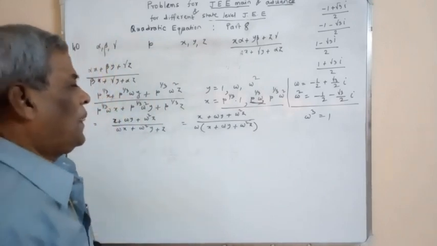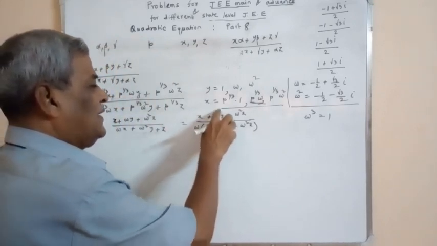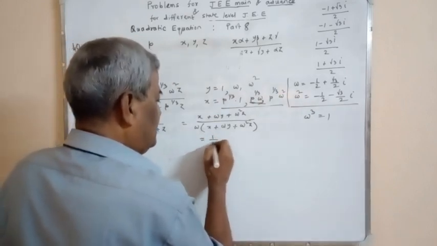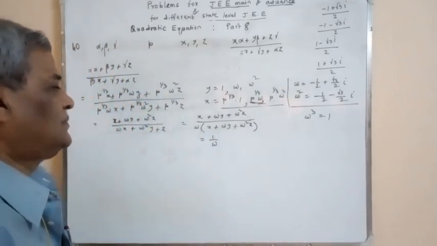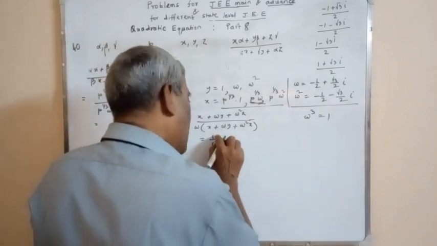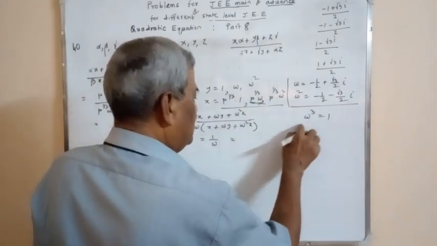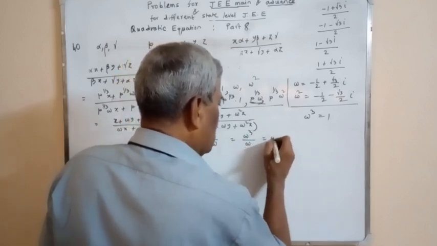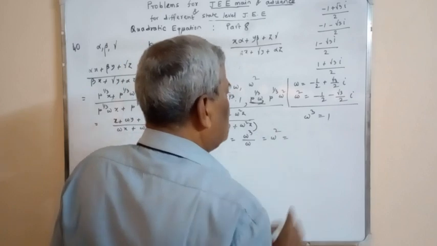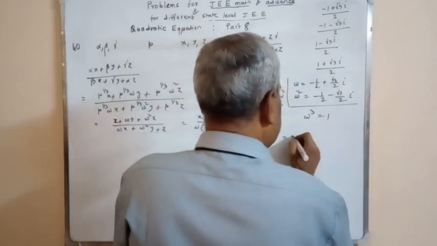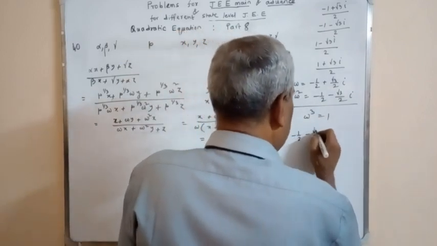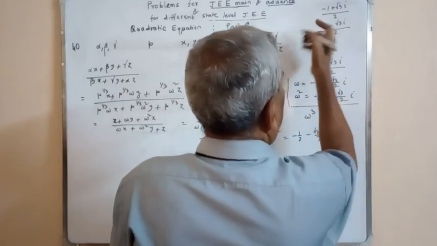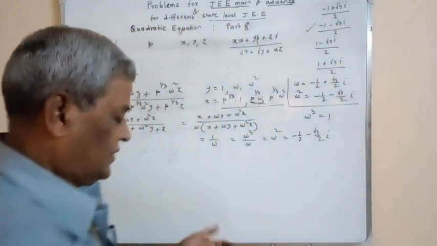Now you see this part cancels, so answer is simply 1 by omega. Again 1 is equal to omega cube, so it is omega cube by omega, so omega square, and its value is this, minus half minus root 3 by 2 i. So option is B, second option is correct.